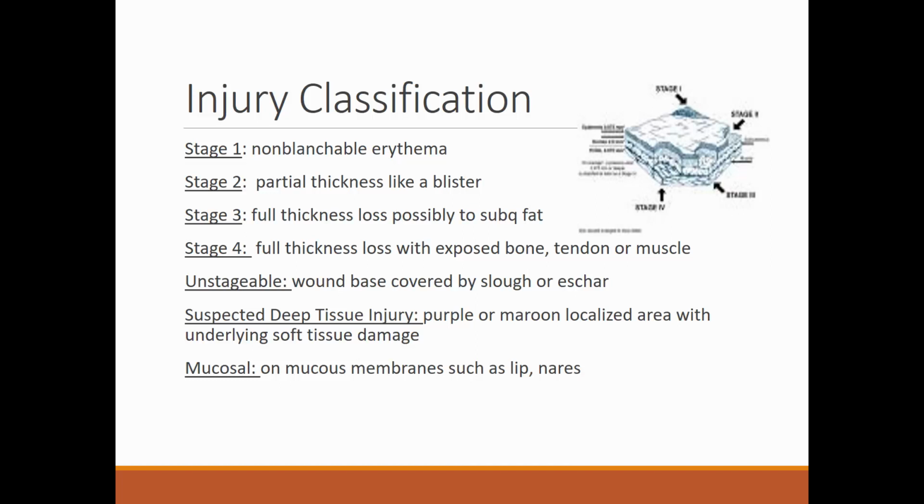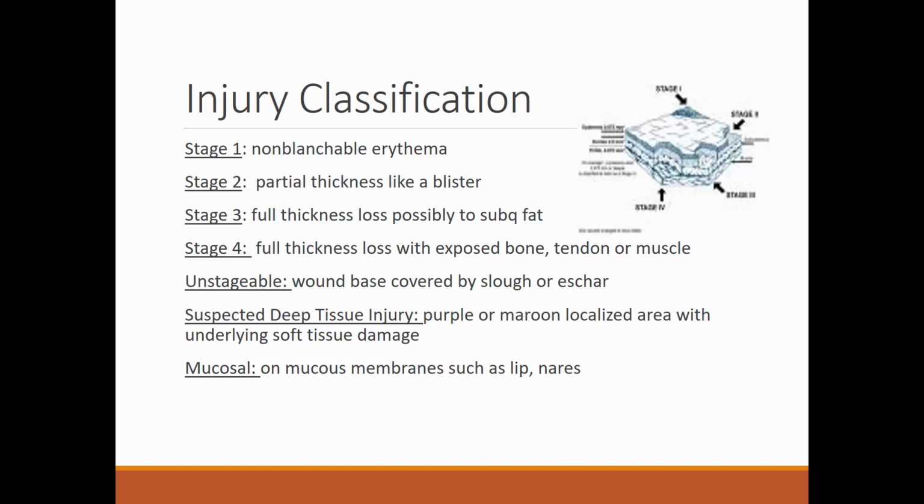And then stage 4 goes even deeper and involves damage to muscle, bone, or other structures. Unstageable wounds are covered with slough or eschar, which is scabby tissue, and the wound bed is not visible. Deep tissue injuries look like a purple bruise and often get worse before they get better. We don't know, just looking at it, how bad it's going to get. Sometimes they don't get bad at all, and sometimes they develop into really bad tunneling kind of wounds.